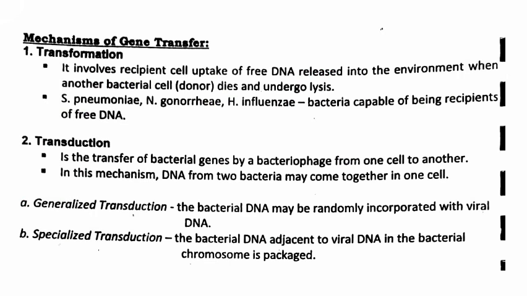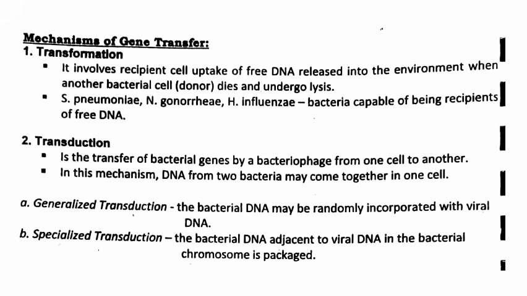Now let's talk about the three mechanisms of gene transfer that typically happen in bacteria. So the three mechanisms of gene transfer are transformation, transduction, and conjugation. Let's talk about them one by one. Now first is transformation. So how does gene transfer happen through transformation? Transformation involves recipient cell uptake of free DNA which is released into the environment when another bacterial cell, or the donor, dies and undergoes lysis.